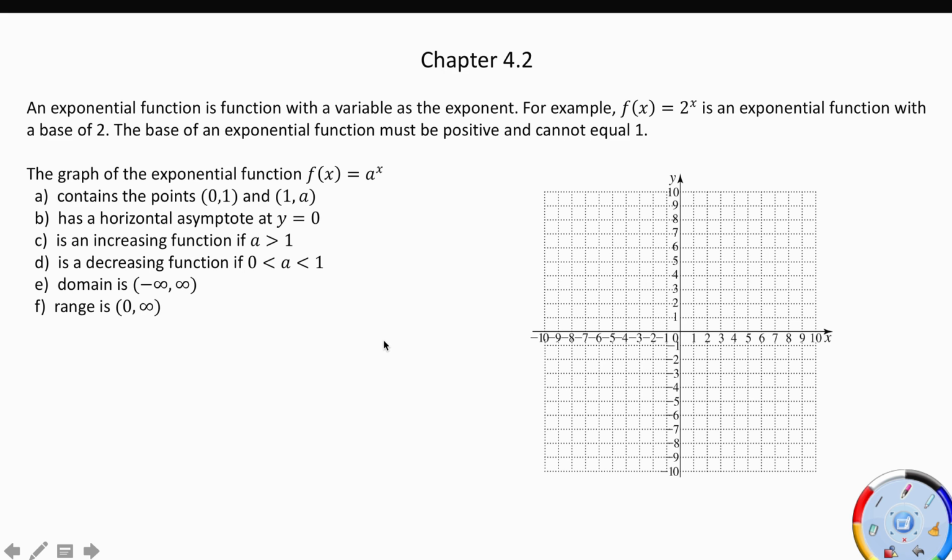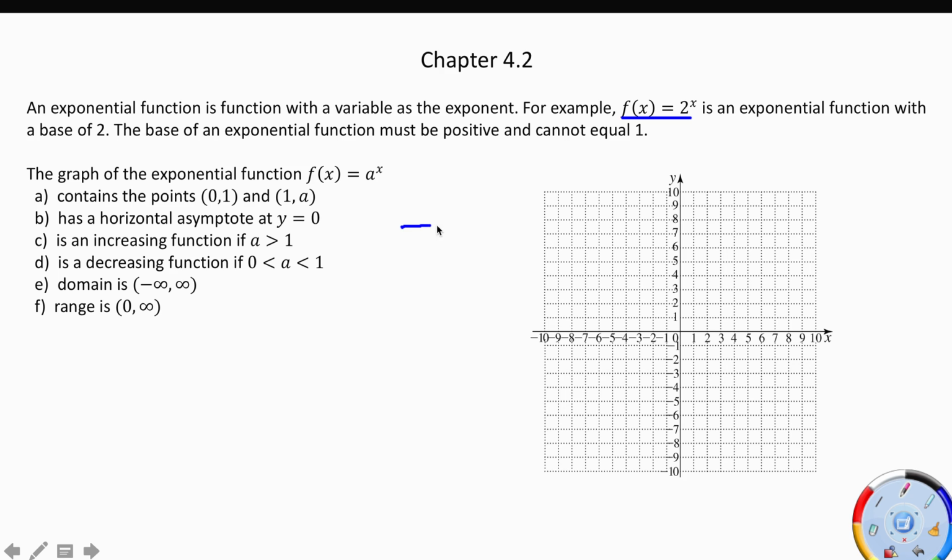Chapter 4.2, Exponential Functions. An exponential function is a function with a variable as the exponent. For example, this is an exponential function with a base of 2. Okay? The base of an exponential function must be positive and cannot equal 1. So let's just look at the graph of this exponential function right quick.